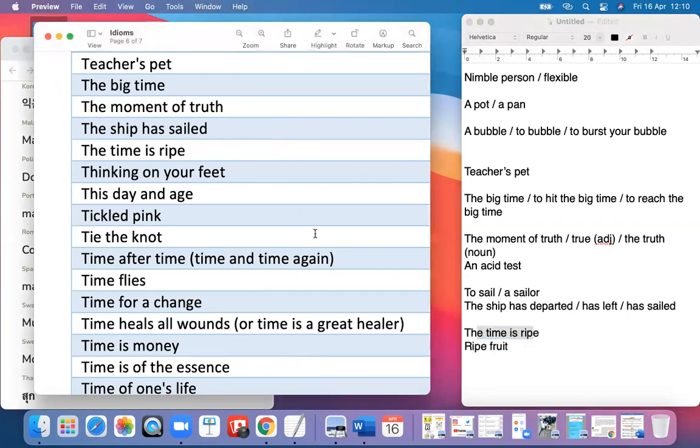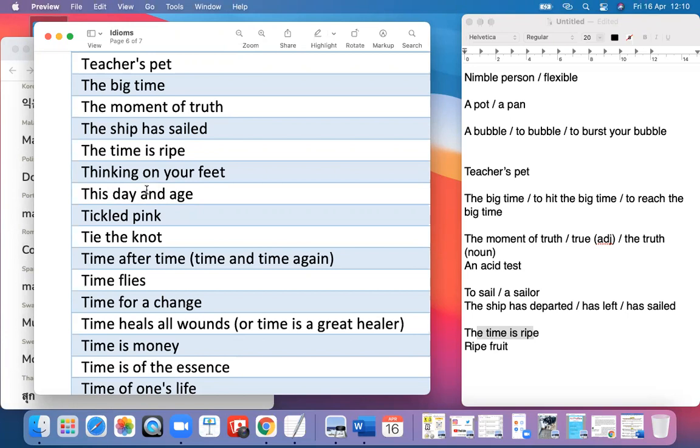The next expression, to think on your feet, is typical, and it means to think very quickly, to think in the moment. You have no time to prepare, you have to think on your feet. Okay, so it's a metaphor that you have to think very quickly.